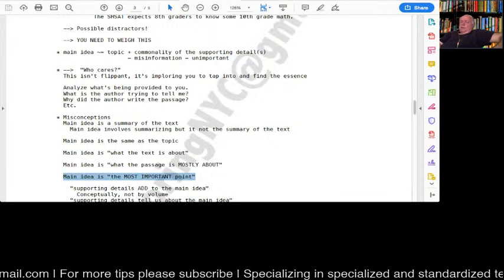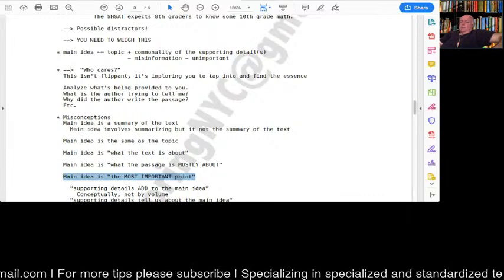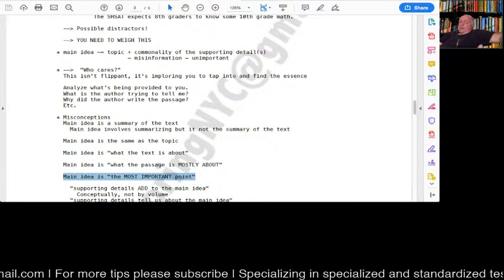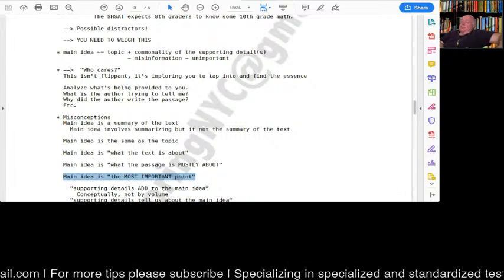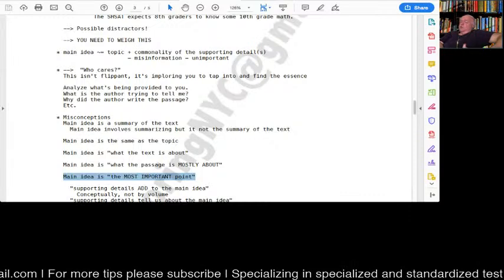So we're not going by the number of lines it talks about something. Now, don't get me wrong, that's a hint. And in some examples, that may turn out to be the main idea. We can do it by volume.